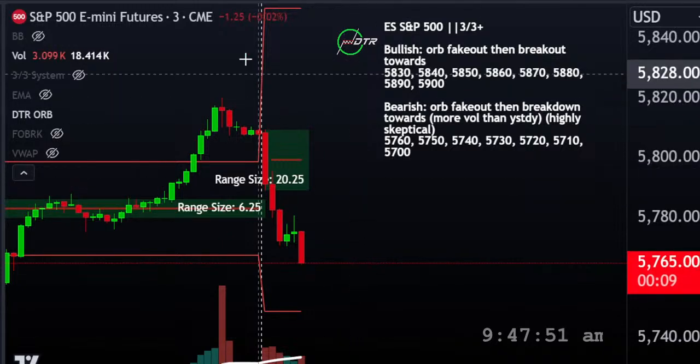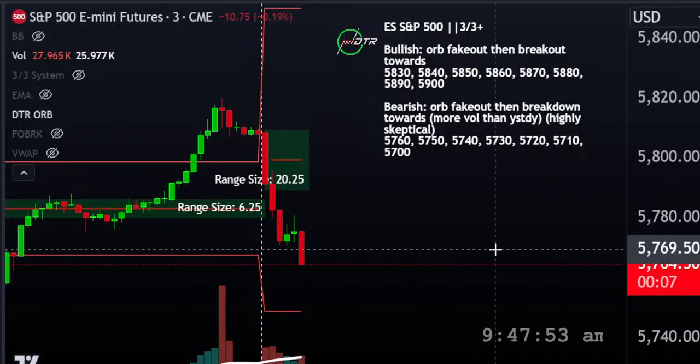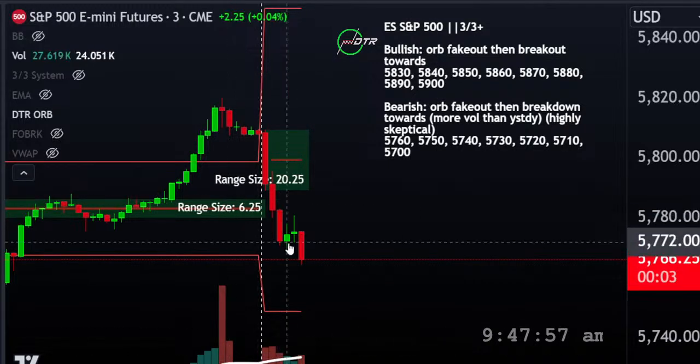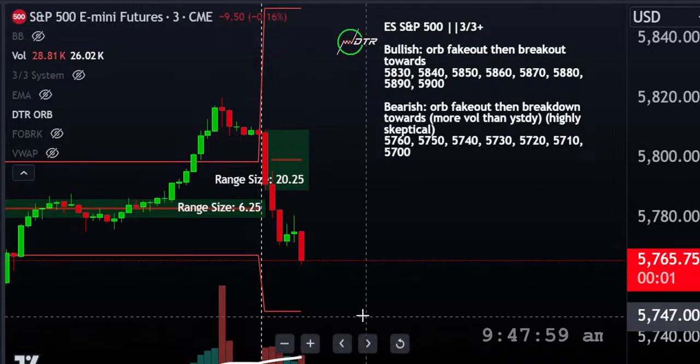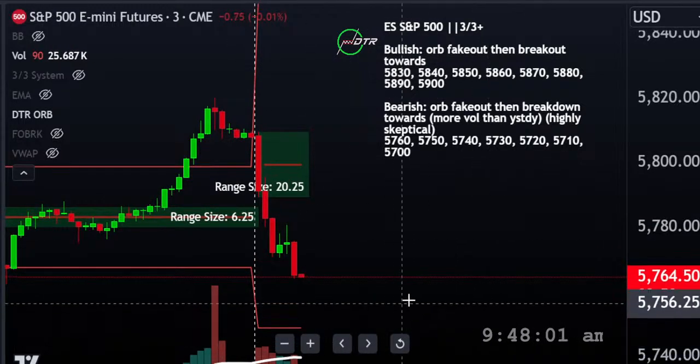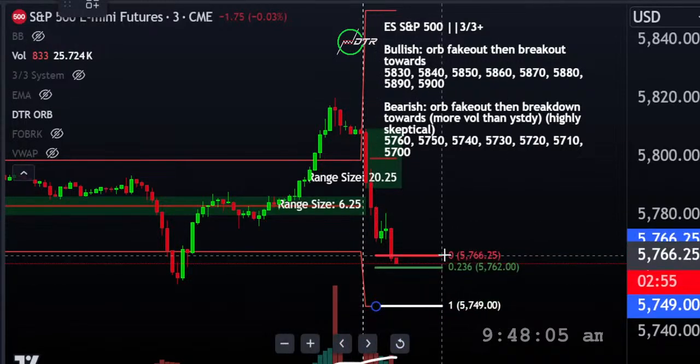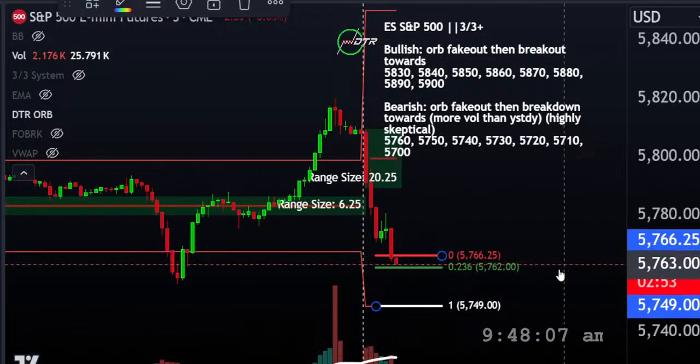All right, so ES here to the downside on this 3-minute time frame, starting to look interesting, right? Increasing outlier volume, making new lower lows, full body bearish candle. So now we're going to be looking for the potential aggressive entry technique.